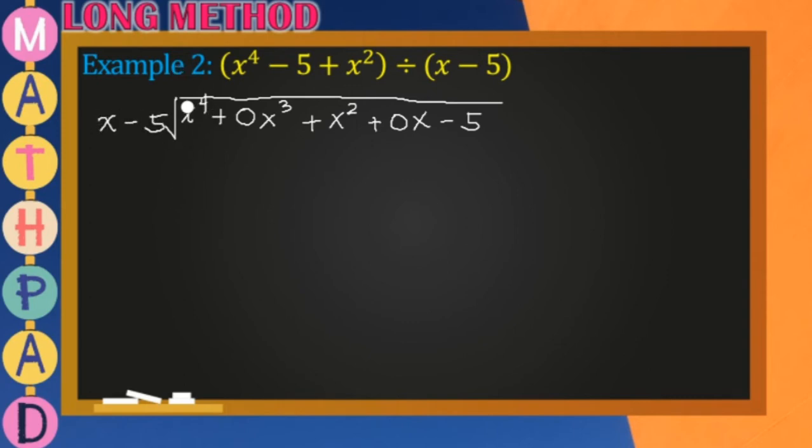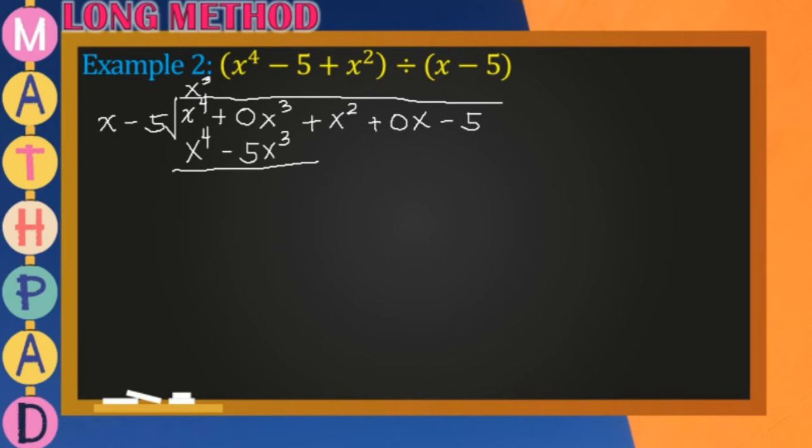Now, divide the first term of the dividend by the first term of the divisor. So, x raised to 4 divided by x, applying the law of exponents, that is x raised to 3. Kasi 4 minus 1 is 3. Okay? Next, multiply. X raised to 3 times x, that's x raised to 4. And then x raised to 3 times negative 5, that's negative 5x cubed. Tama?